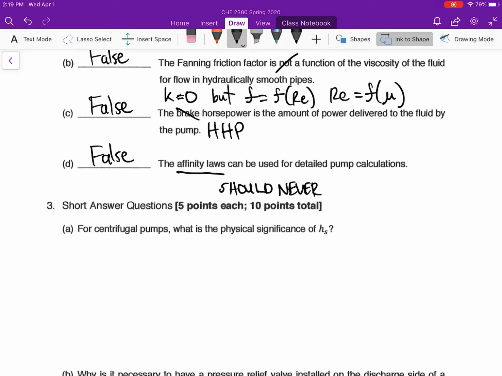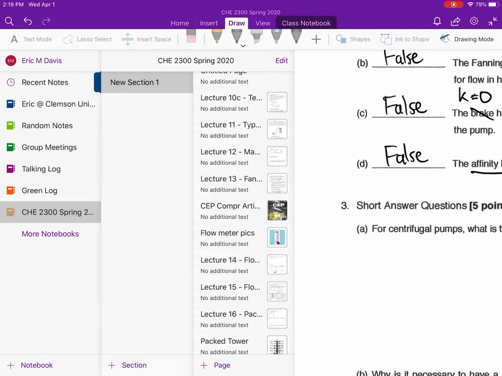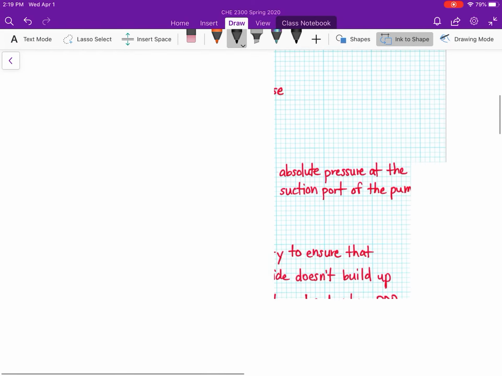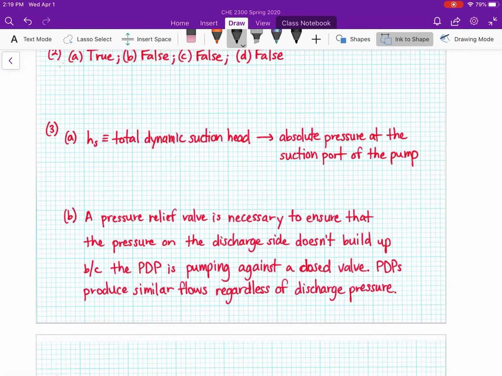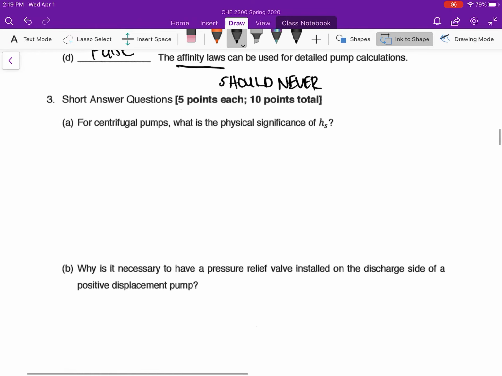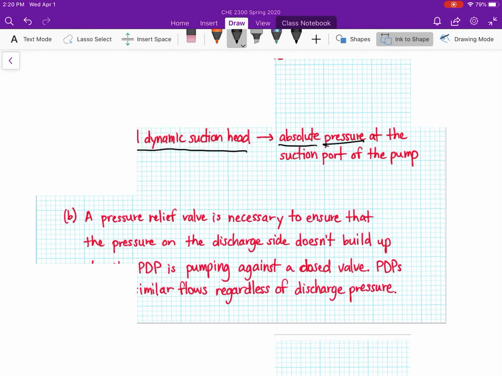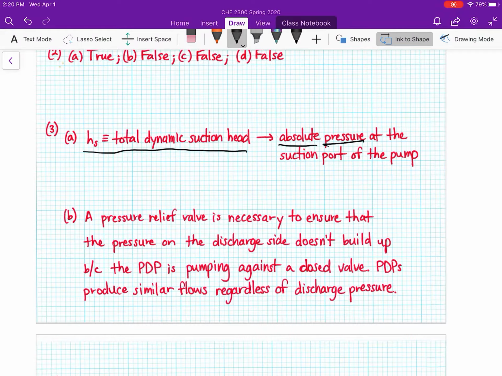Number 3, Part A, for centrifugal pumps, what is the physical significance of HS? HS is the total dynamic suction head, which is the absolute pressure at the suction port of the pump. Part B asks, why is it necessary to have a pressure relief valve installed on the discharge side of a positive displacement pump? The idea with that is that a pressure relief valve is necessary to ensure that pressure on the discharge side doesn't build up because the positive displacement pump is pumping against a closed valve.